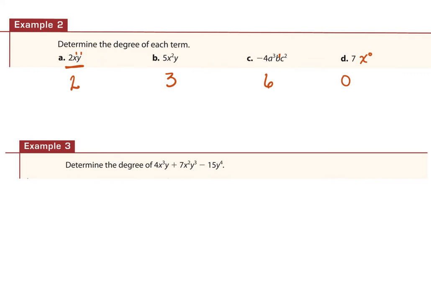All right, let's look at 3. So for 3, I'm going to look at each of the terms, and I'm going to figure out those. So I'm going to say, well, 4x cubed y, that has a degree of 4. 7x squared y cubed, that has a degree of 5. And 15y to the 4th has a degree of 4. And I'm going to look at those, and I'm going to say, well, the degree of the whole thing is going to be the highest. I don't add these up. I look at my individual terms, and whichever is highest, that is the degree of the entire polynomial. So this guy is 5. All right. The degree of this one is 5. Questions on finding degrees? All right.